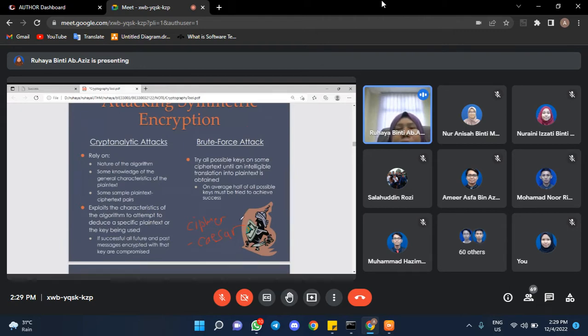Another technique that can be used to attack is the brute force attack, like the password exercise you did last Sunday. In a brute force attack, they try all possible keys on some ciphertext until an intelligible translation into plain text is obtained.